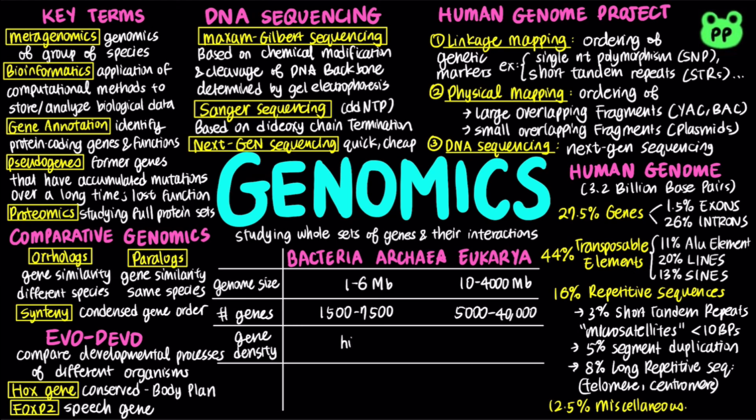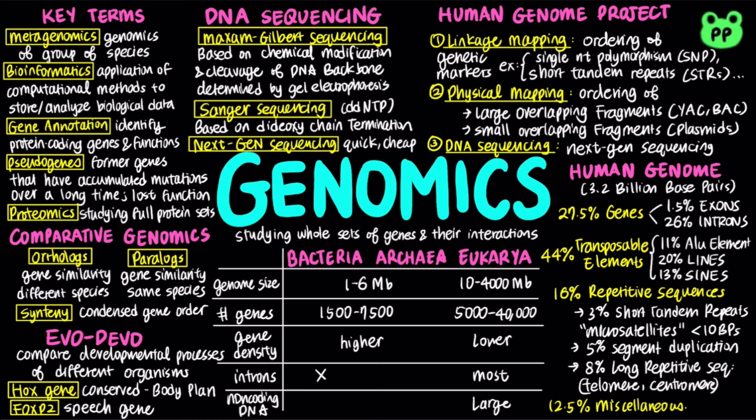In general, bacteria and Archaea have higher gene density than eukaryotes. Humans and other mammals have the lowest gene density, or number of genes in a given length of DNA. Multicellular eukaryotes have many introns within genes and non-coding DNA between genes, whereas bacteria lack introns, Archaea only have some introns, and both of them have little non-coding DNA.